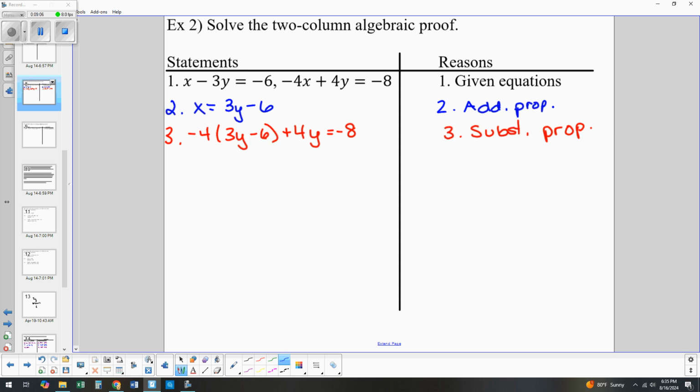So the next thing I would do is I would normally distribute. So I'm going to use the distributive property. And if I were to distribute here, I would get negative 12y plus 24 plus 4y equals negative 8. So now I'm going to combine my like terms using simplify.